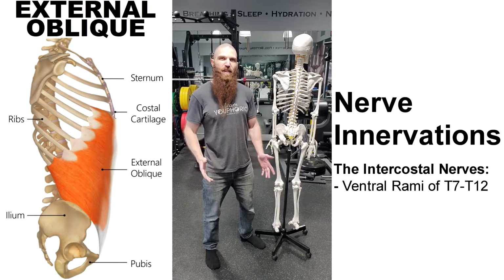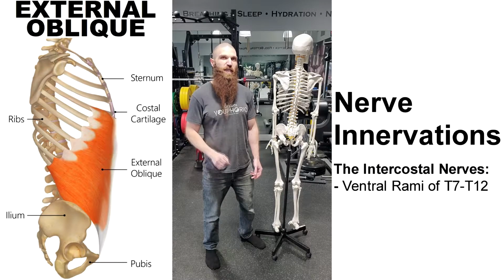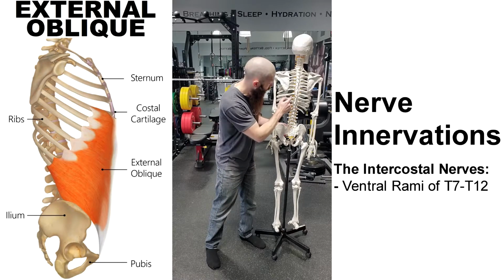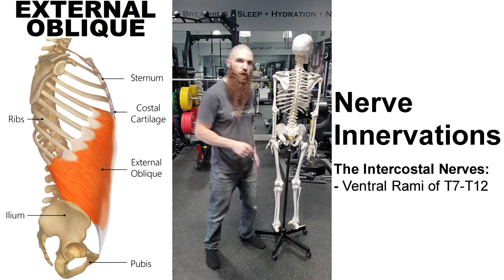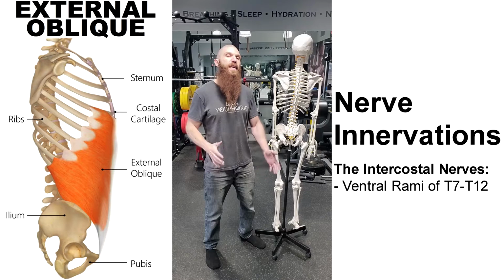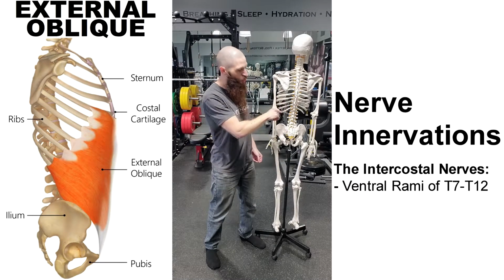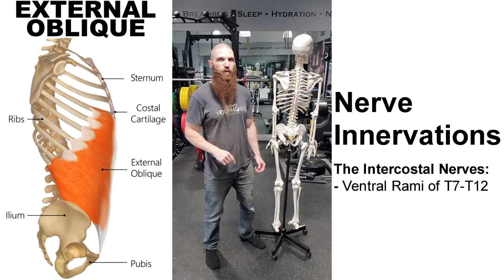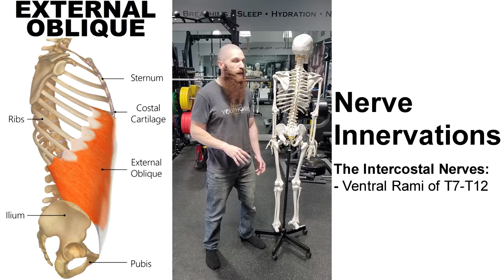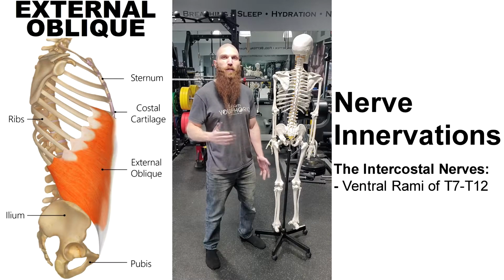The external oblique is innervated by the intercostal nerves, and more specifically the ventral rami of your T7, T8, T9, T10, T11, and T12 nerve roots. And the reason that's going to be very important is because if we have any type of damage or compression to the nerve roots in those areas, then the nerves are not going to be able to send the proper signal to the external oblique to fire properly, and that can lead to limited blood flow and oxygen in the area. So what we can do to address that would be to do some ELDOA exercises.